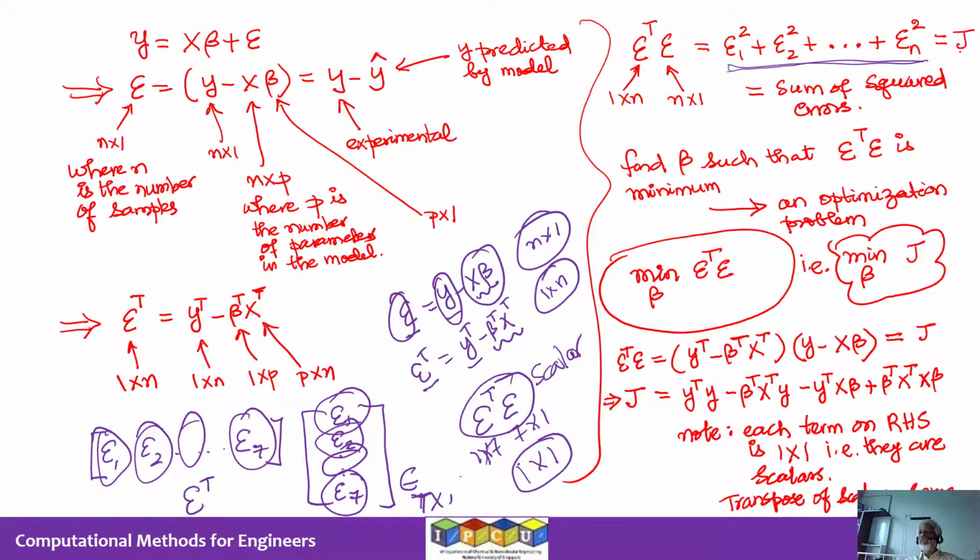And I can denote it by the symbol J. J is a number. And what is the physical interpretation of J? The physical interpretation of J is that J represents the sum of squared errors.